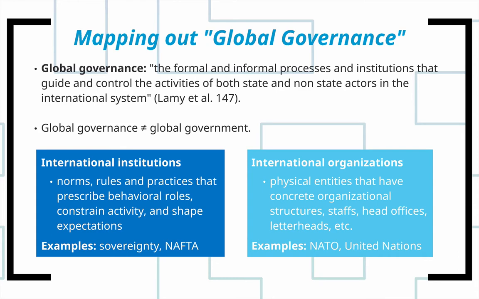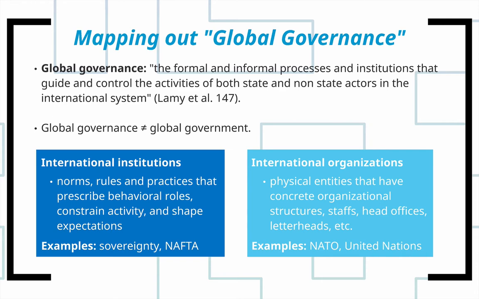International organizations are slightly different. These are physical entities. They have a location. They have an organizational structure. They have staff. They have head offices. They have letterheads and business cards, and they exist in the world, right? So examples of this would be the European Union or the International Court of Justice, NATO, the International Criminal Court, right? All of these things are organizations that exist in the world, or actually with the ICJ, that's a subunit of the United Nations. But these are physical entities that exist in the world, and states would send representatives to those organizations.